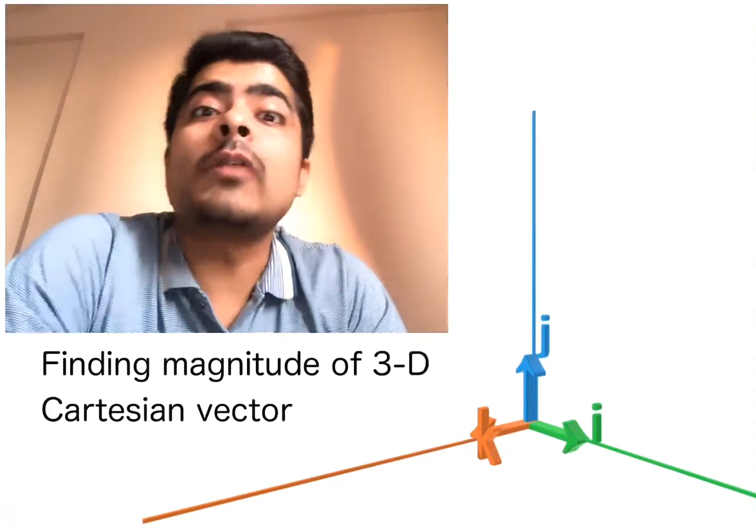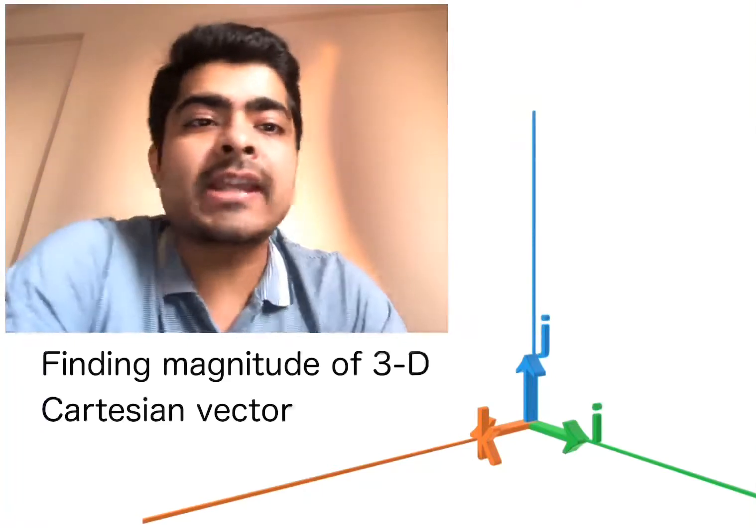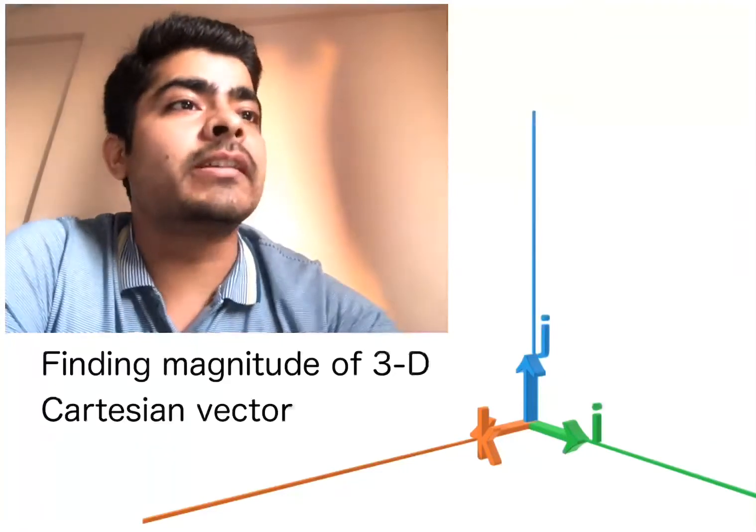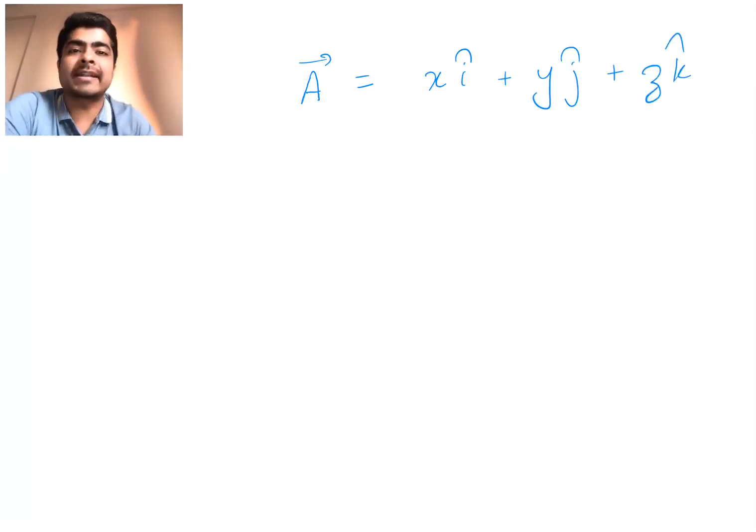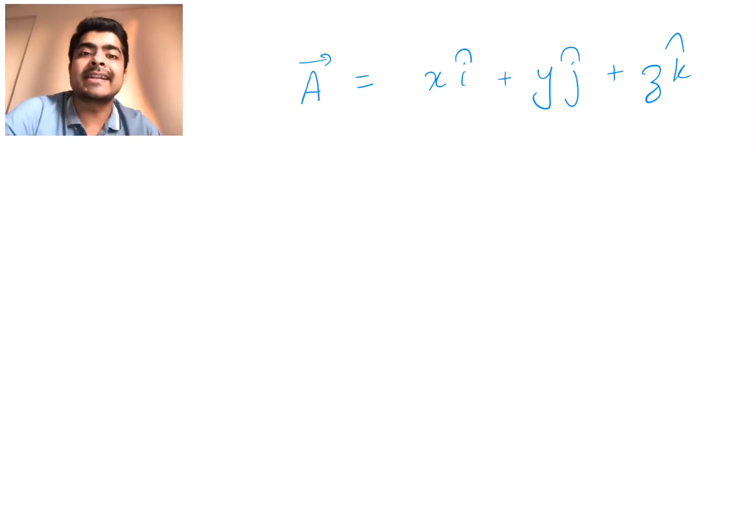Okay, now we will see how to find the magnitude of a 3D Cartesian vector, right? We learned that you could write in general a vector in 3D as vector = x i cap plus y j cap plus z k cap. So we know its components: x i cap is the x component of the vector, y j cap is the y component, and z k cap is the z component. Now using this, how can I find the magnitude of a vector?